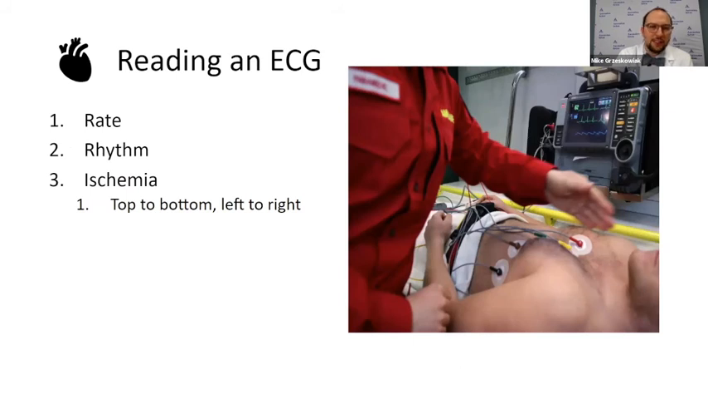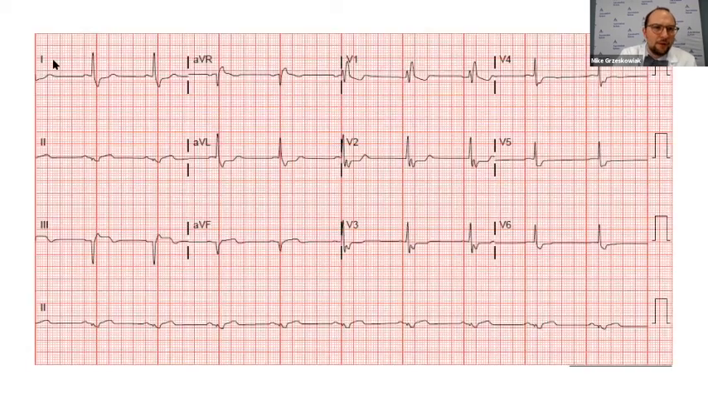So the way I read ischemia is top to bottom, left to right. What do I mean by that? So I start off with one here, lead one. So top of the EKG here, and then I go through systematically looking for ST changes. So starting with one, I don't see anything here. Going to two, maybe some kind of changes there. Going to three, okay, I see some ST elevations in three. And then I go to AVR, then move down AVL, AVF, then V1, V2, V3, V4, V5, V6.